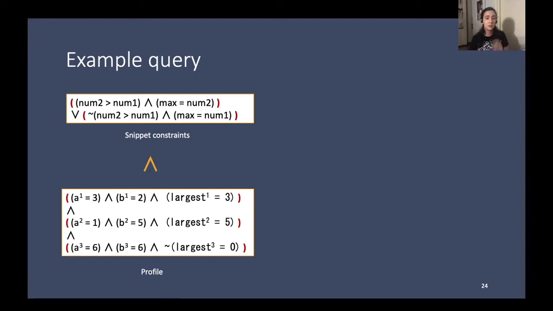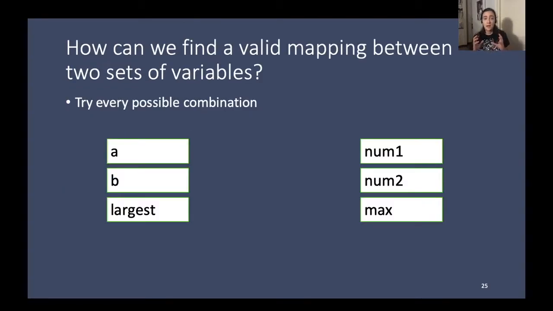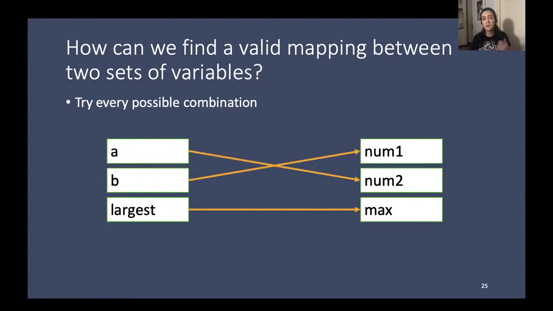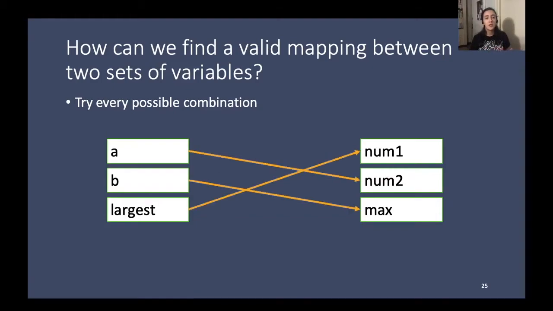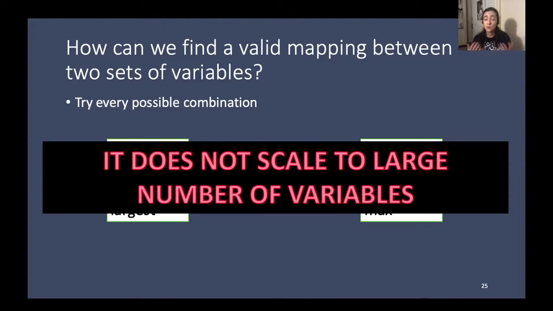So we need another piece for our query that can identify a valid mapping between two sets of variables. So here we have a, b, and largest on one side, and num1, num2, and max on the other side. One option is to try all possible combinations. So we'd first try this one, then try this combination, and so on and so forth. Obviously, this approach does not scale to a large number of variables, which is pretty common in real-world programs.